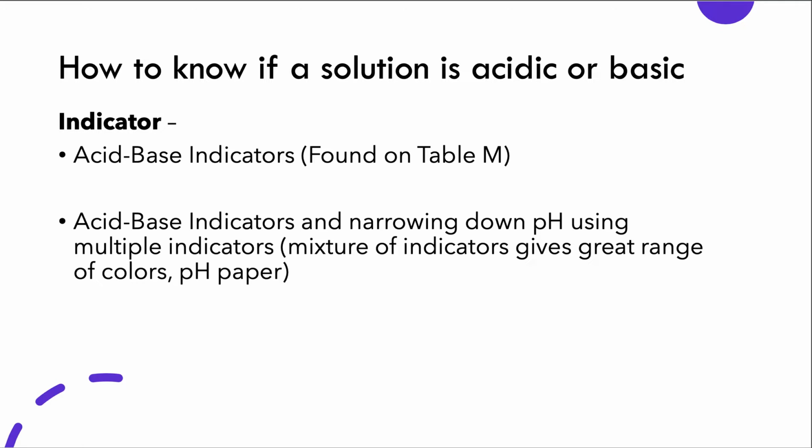If you look at your reference tables, table M has a list of indicators, and indicators usually help narrow down the pH of a solution. And you do this by using different indicators or a combination of different indicators. There's also pH paper that's very specific, which is pretty cool. And exactly how does this work?